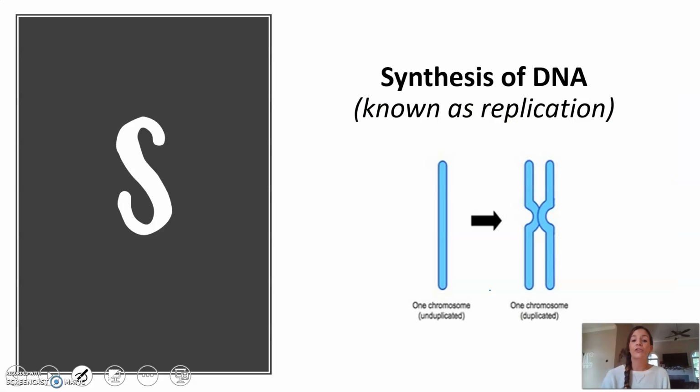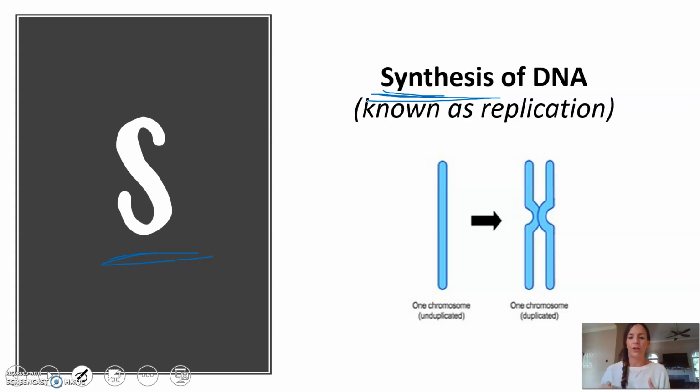All right, now we go to S. S for synthesis or replication of DNA. So this is where those chromosomes get duplicated because once again, mitosis, we're starting with a diploid cell. So say if it's a human cell, you're starting with 46 chromosomes. And then when you end, you're ending with 2 cells, each with 46 chromosomes.